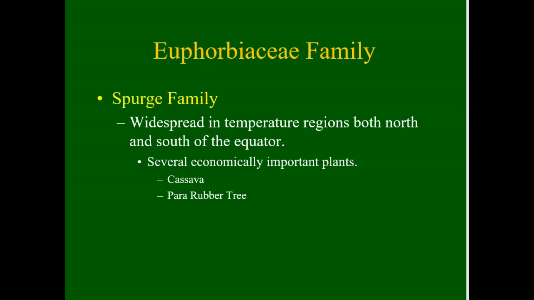So the next group we're going to go over is the Euphorbiaceae family. And so some people just call this the Euphorb family. The common name is the spurge family. This group is very widespread in temperate regions, both in the north and the south equator. There are a few important plants such as cassava and the para rubber tree, where we get most of our rubber from. One of the spurges that I'm most familiar with is poinsettia. It belongs to this group as well.